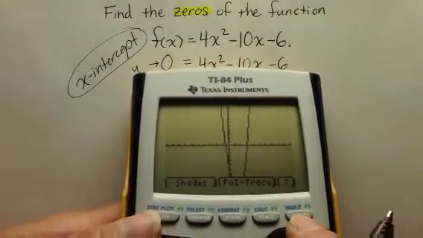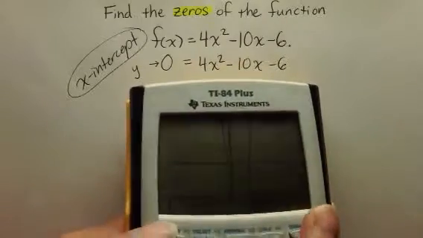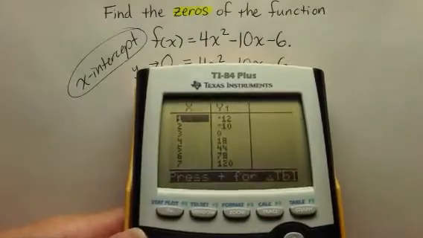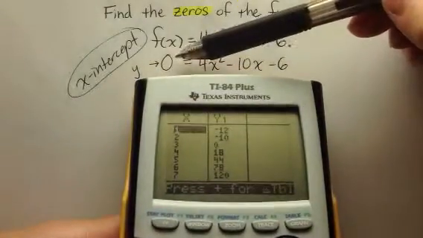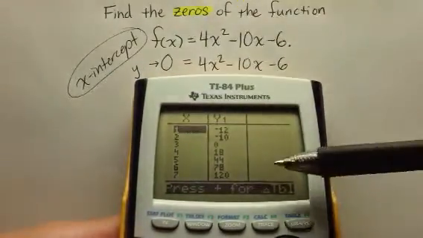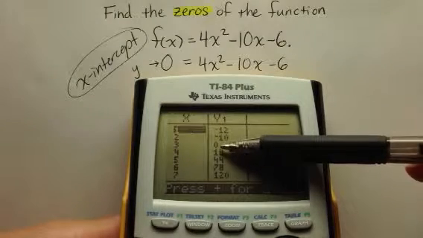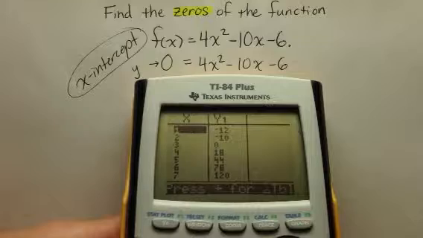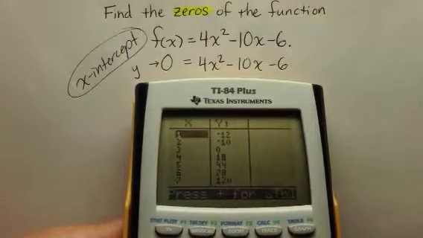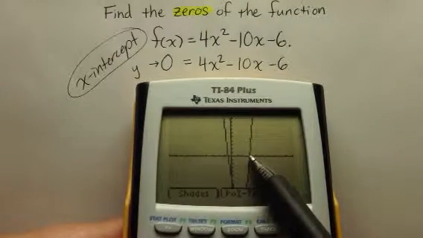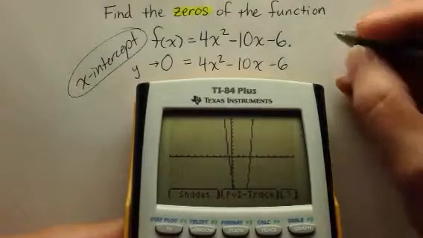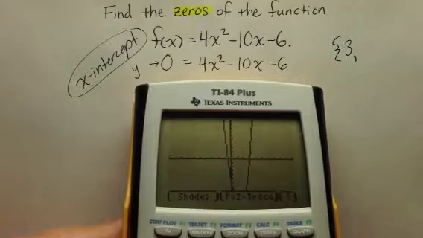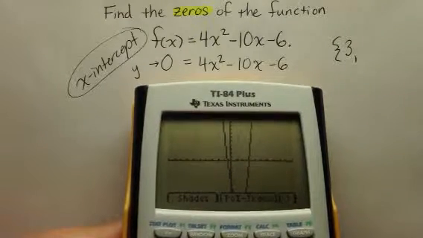If we want to see it in the table, we're going to go to second table. And remember, we're looking for where y is equal to 0. Alright, I see right here that (3, 0) is an ordered pair on this graph. That makes sense because looking at the graph it did look like it was at 3. So one of our zeros is going to be 3. I'm going to write it in as a solution set. Alright, what about the other one?